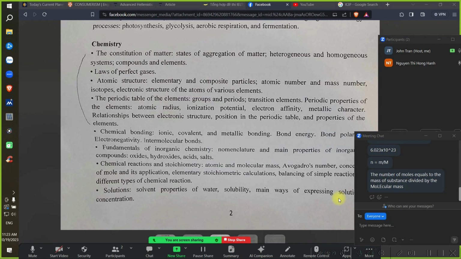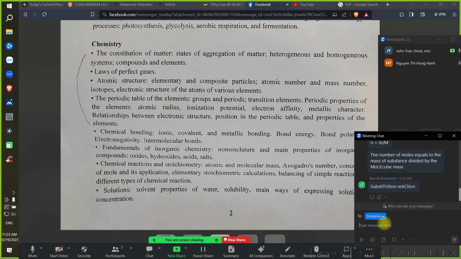The third one is single displacement. A substitution or single displacement reaction. We can use the word displacement or substitution, but it's better to use substitution. Substitution reactions are characterized by one element being displaced from a compound by an element. For example, we have A plus compound BC, and then it's going to turn into compound AC plus B. Yeah, like that.